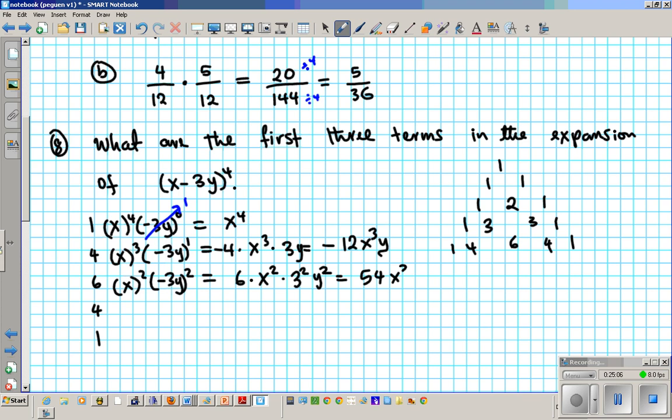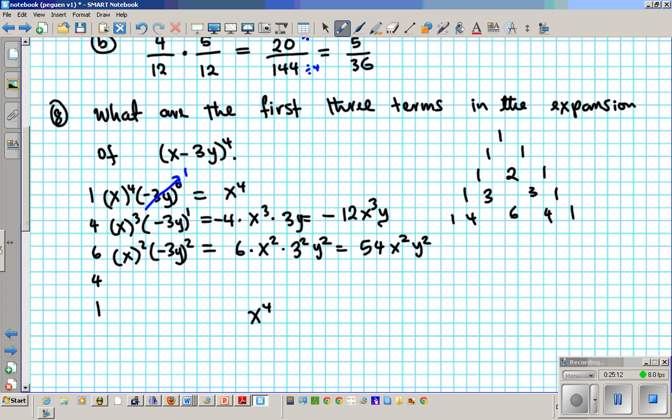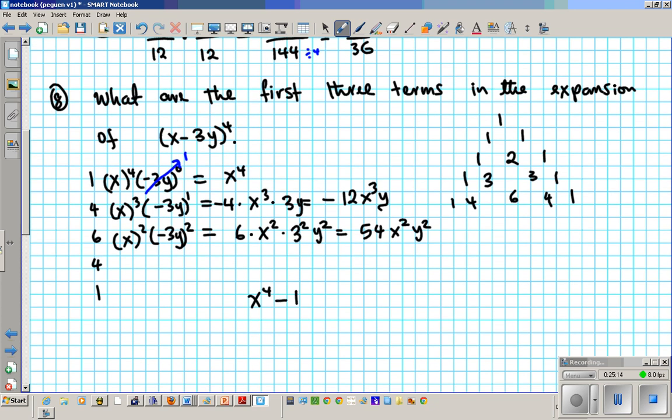54x squared y squared. So your first three terms are going to be x to the fourth, minus 12x to the third y, plus 54x squared y squared.